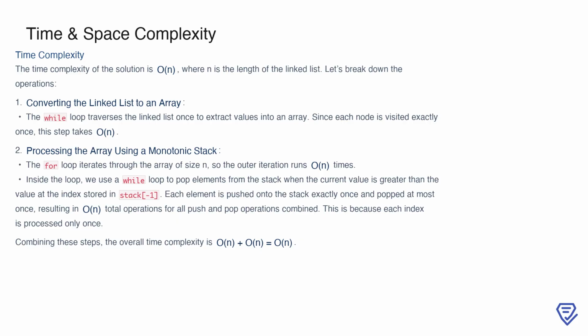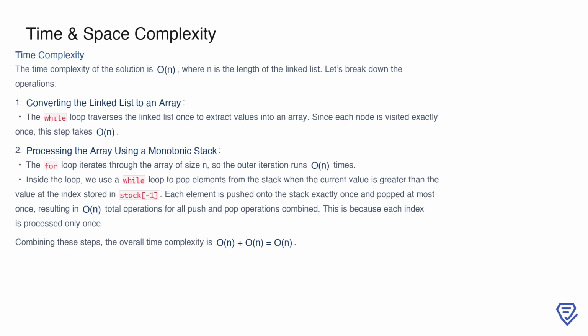The time complexity of our solution is O(n), where n is the length of the linked list. To understand this, let's break it into two main operations. First, we convert the linked list into an array. Here, the while loop traverses the entire list once, visiting each node exactly one time. This traversal takes O(n) time.